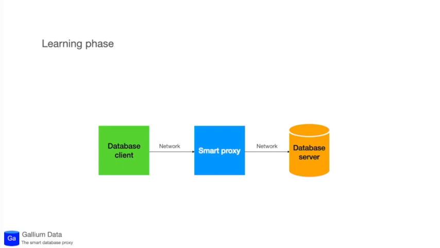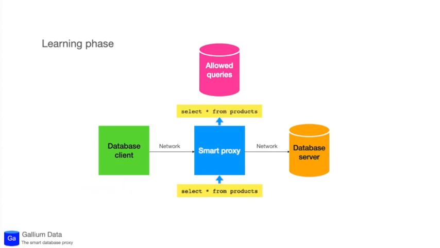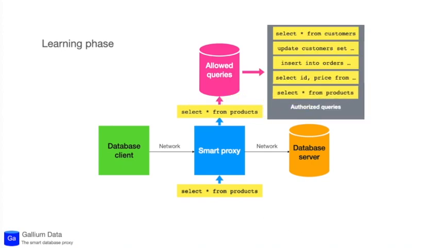We're going to have a smart proxy between the database client and the server, and we need a database to store the allowable queries. So the client is going to issue queries and send them over to the proxy. The proxy is then going to record them in the set of authorized queries, and then the proxy is going to send the query to the database. So this is the learning phase. We're just recording the queries being sent by the client.